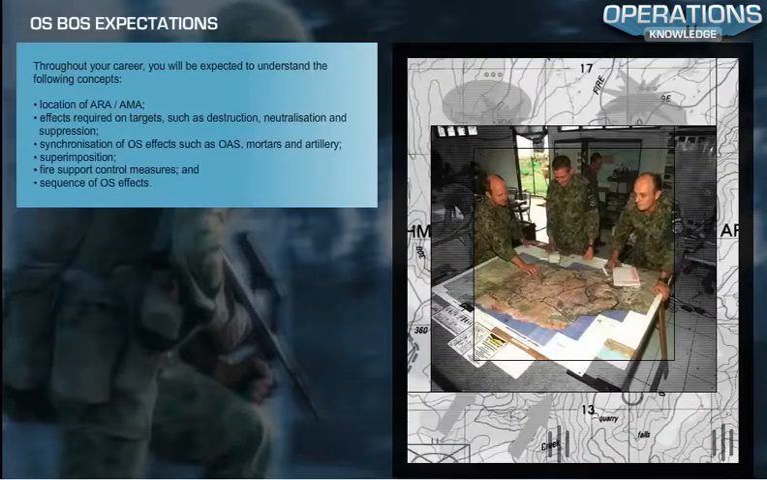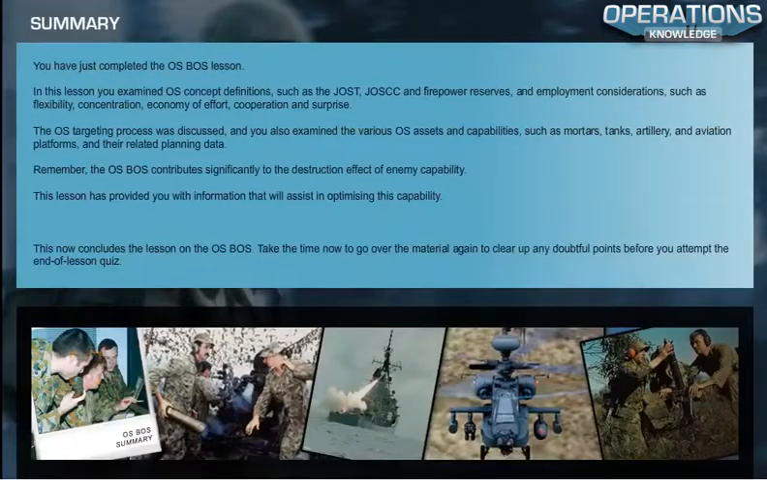During the residential phase of the course, you'll be expected to demonstrate a knowledge of the location of artillery manoeuvre areas and artillery reserved areas and the target effects of destruction, neutralization and suppression. You'll be expected to provide an OS concept which details targets, the effect you want against those targets, and the duration of that effect. Finally, you'll be required to recall what the fire support control measures are and the OS effects sequence. You have just completed the OS BOSS lesson.